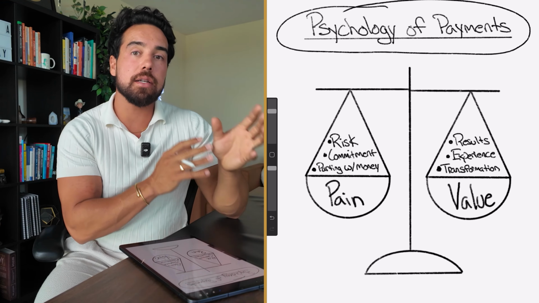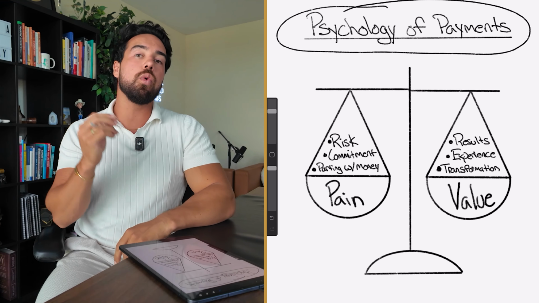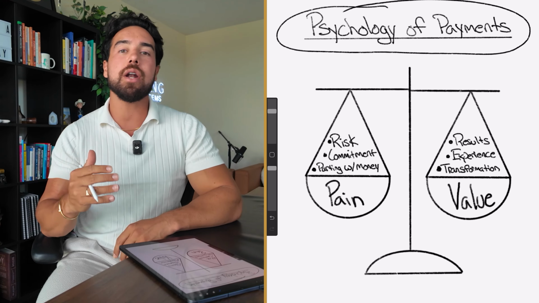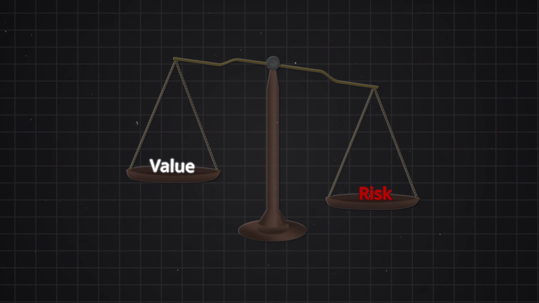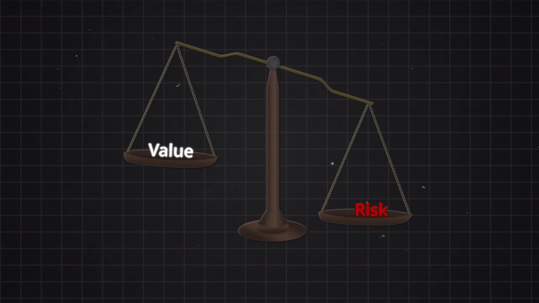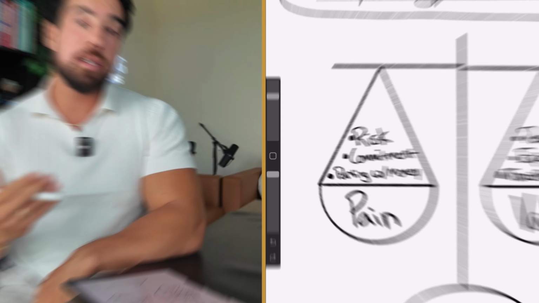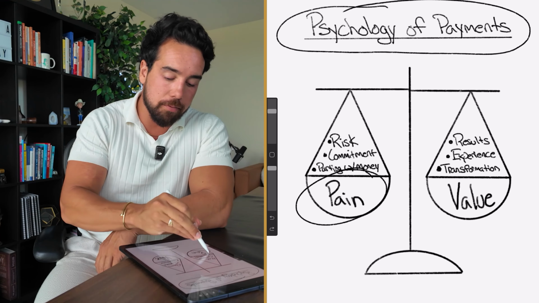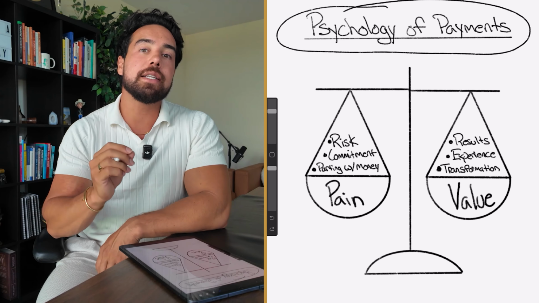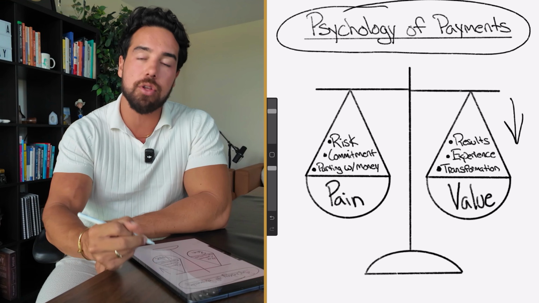But what if I told you that there's more times than I can count that a prospect says, I can't afford this, and ends up on that same call paying in full? That's because we understand the psychology of payments, meaning that we know that for the majority of them, they're not saying, I can't afford this, and it's a logistical issue. They're saying, I don't believe the value outweighs the risk, and it's an emotional issue. When somebody is considering your offer, their brain is literally weighing pain versus value. Your job is to try to tip that scale as far into value as possible.